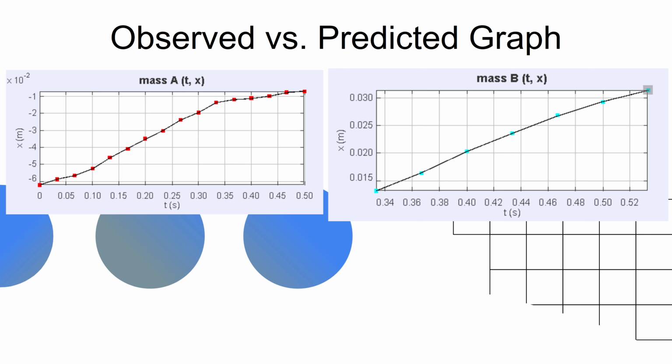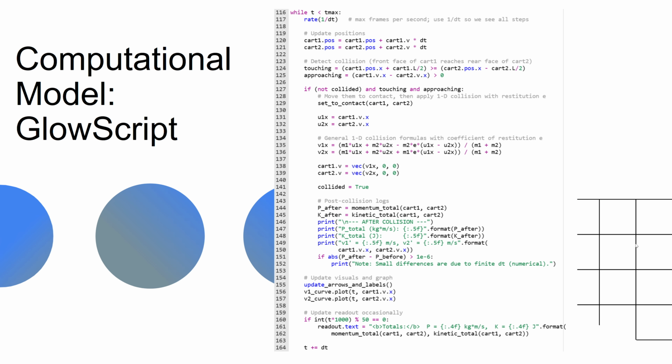Now, as we can see here, our observed versus predicted graphs. On the left is cart 1, on the right is cart 2. Cart 1 starts with initial velocity going up, but then soon flattens out, showing that there's a decrease, or the momentum is being conserved and transferred over to cart 2, as you can see here, as it has the same velocity as cart 1.